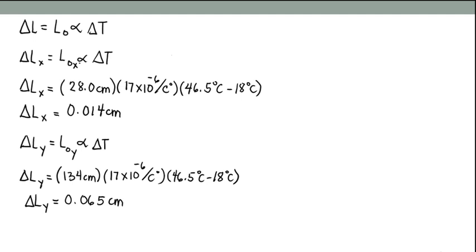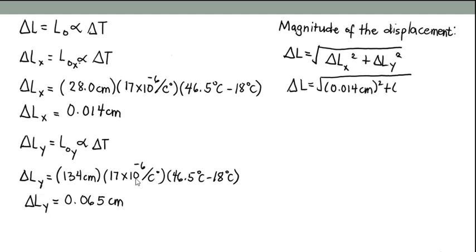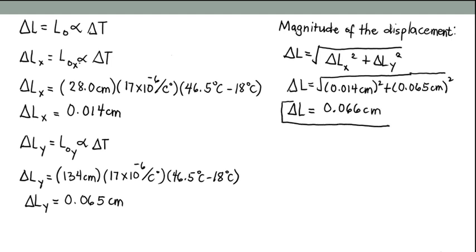Since we are given the change in length along the horizontal and vertical, we can now compute the magnitude of the displacement, or the magnitude of delta L. That is, delta L is equal to the square root of delta L sub x squared plus delta L sub y squared. By substitution, delta L is equal to the square root of 0.014 cm squared plus 0.065 cm squared. Computing this, the magnitude of our displacement is equal to 0.066 cm.